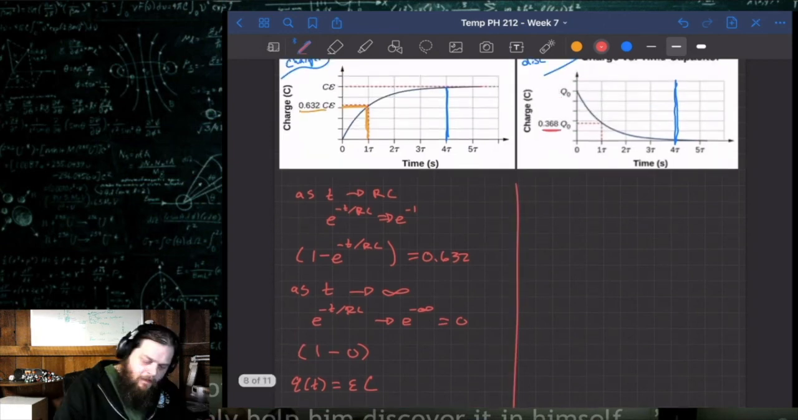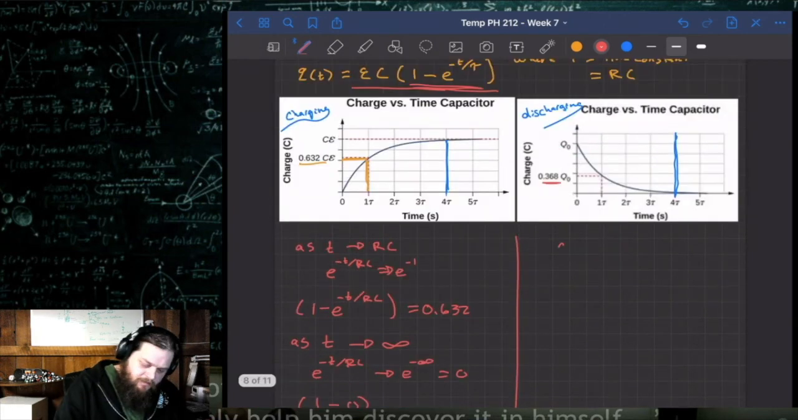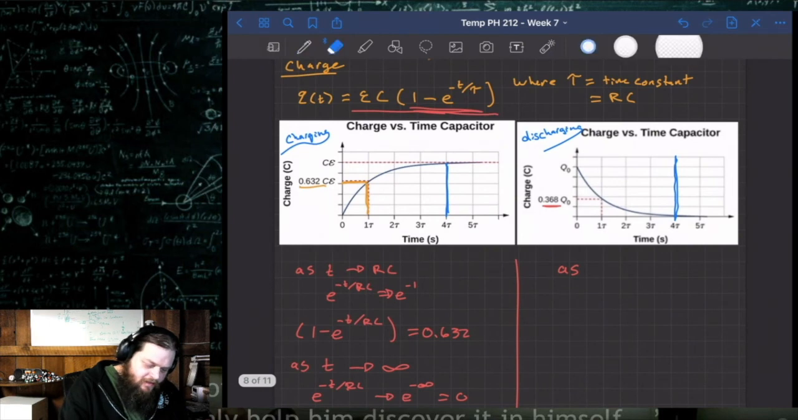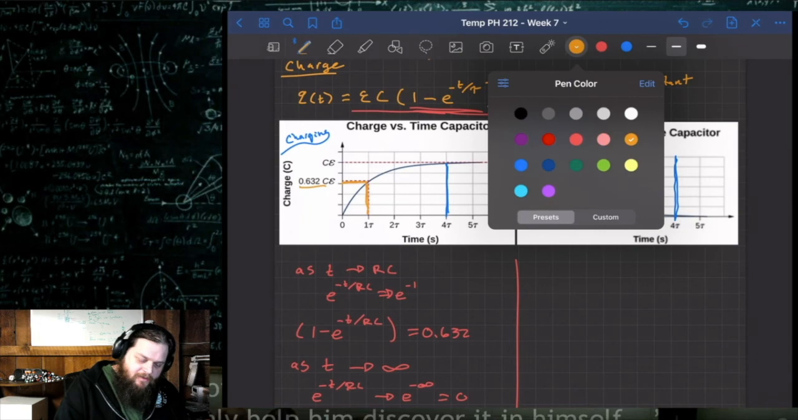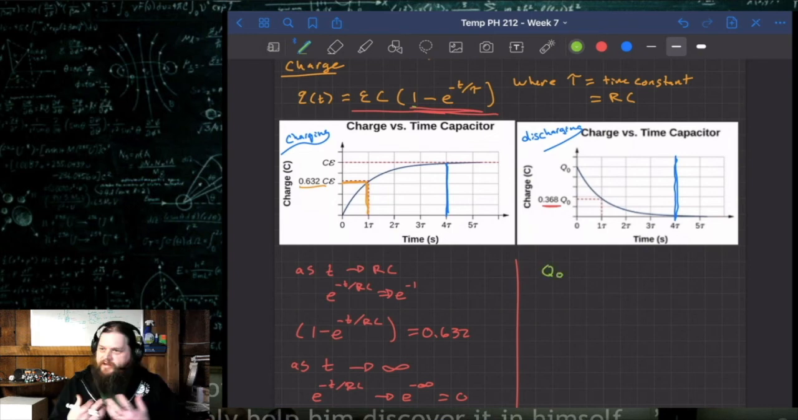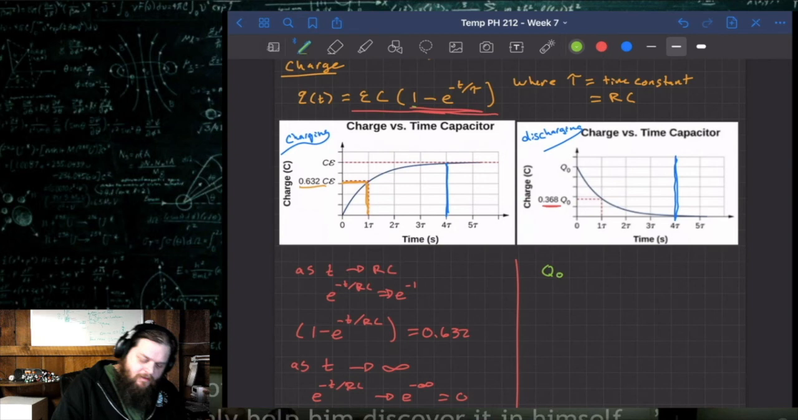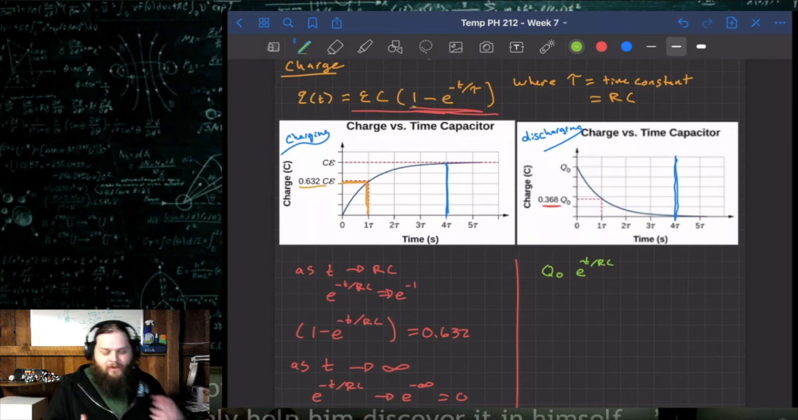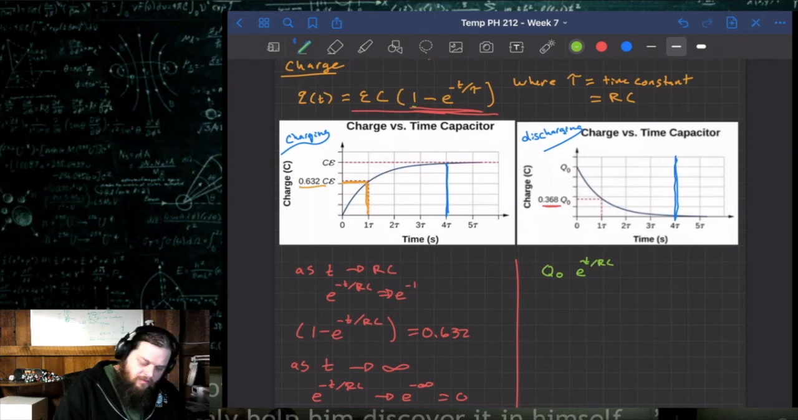Looking at the discharging, you can see that discharging has a slightly different equation involved with it. In this case, we're not doing this 1 minus the exponential. It's really just the initial charge, whatever charge that capacitor has on it, times e to the negative t over RC. So it's very similar, but now we don't have that 1 minus part in the term. And that's equal to Q of t.